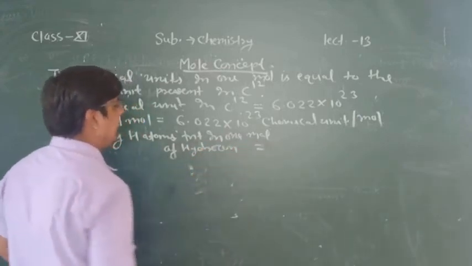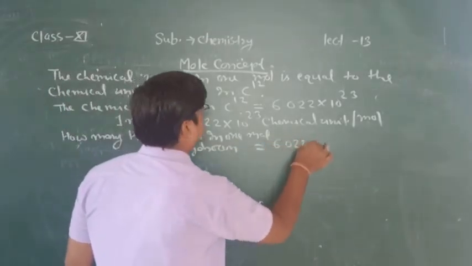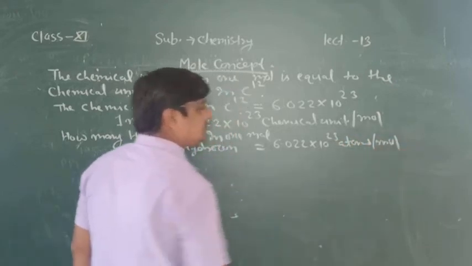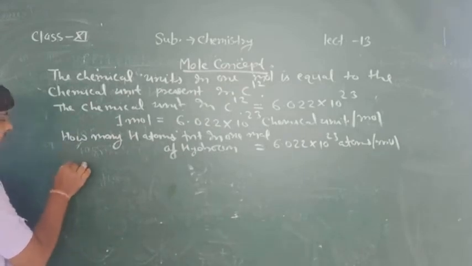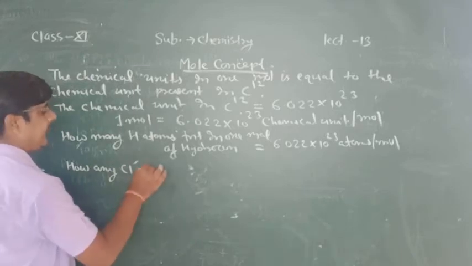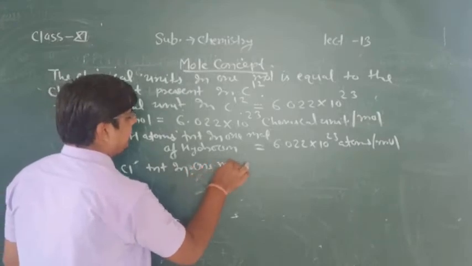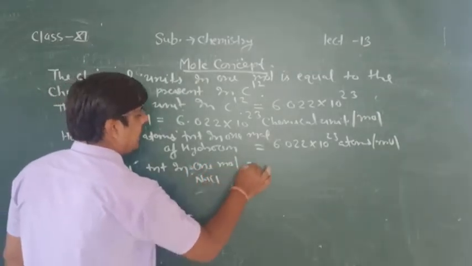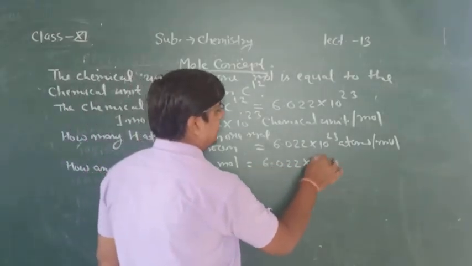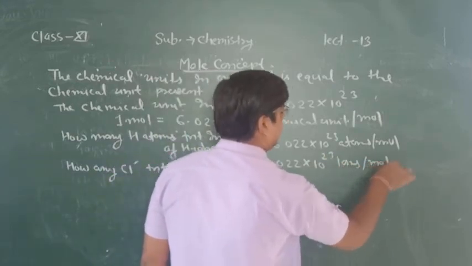So your answer will be, I am talking about 1 mole, so your answer will be 6.022 into 10 to the power 23 atoms per mole. Okay, how many chloride ions are present in 1 mole NaCl? So your answer will be 6.022 into 10 to the power 23 ions per mole.